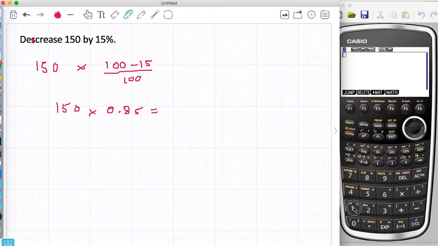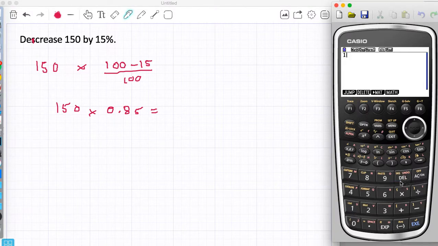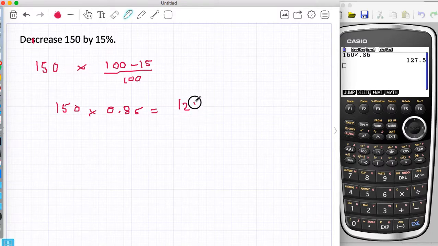And I'm going to do this one on the calculator to make sure I get my calculation correct. So it's 150 times 0.85, and it gives me 127.5. And that's how I very quickly work out percentage increase and decrease.